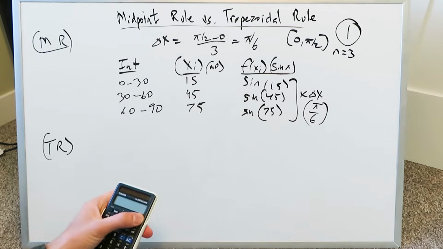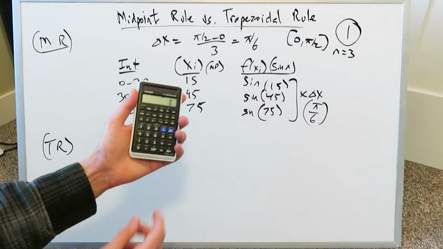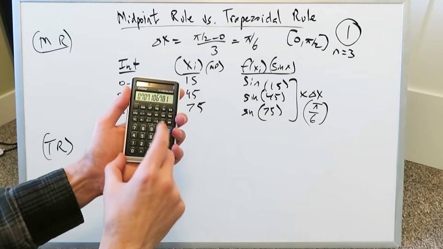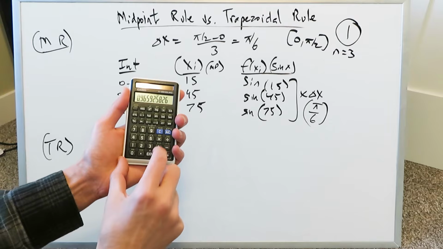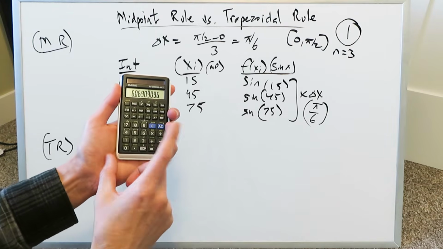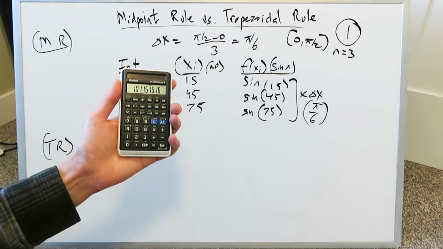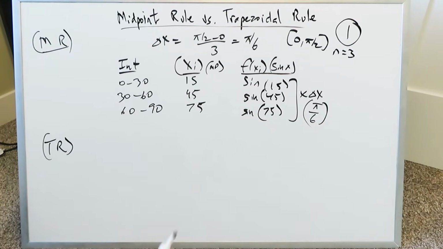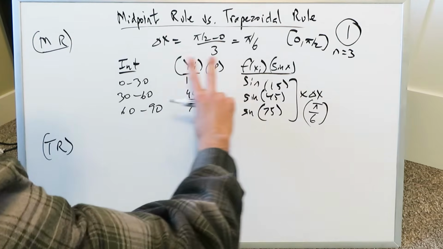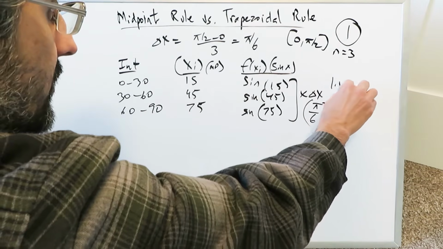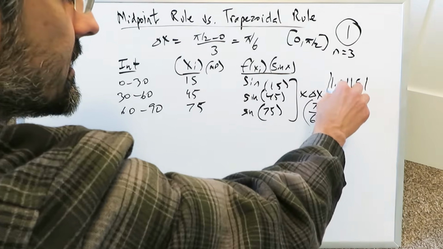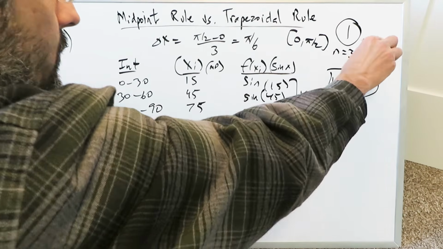So let's do everything in a single step on our calculator. We'll do 15 sine plus 45 sine plus 75 sine. We'll multiply by pi, and then divide by 6. We have here 1.0115 representing the area of this specific representation. You can see it's slightly larger than the true value of 1.